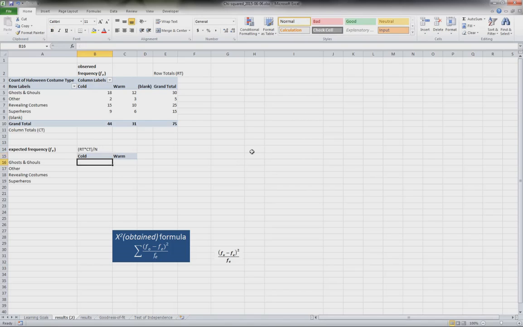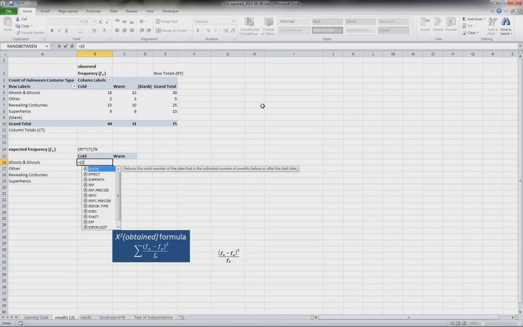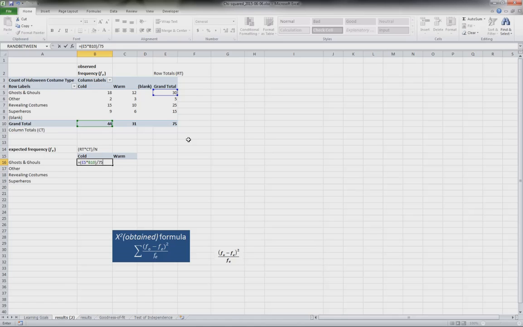So the nice thing about this is we can calculate our expected frequency for each one of these. The way we do that is we enter, and we find our row total for ghosts and ghouls, which is 30. We take that cell, E5, just so you see where it's coming from, times our column total, which is 44. We take that as B10, divided by 75. Since our n is going to be the same for every single one, we can just keep that as standard.